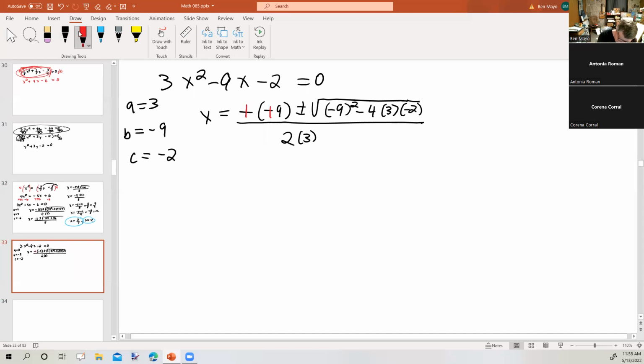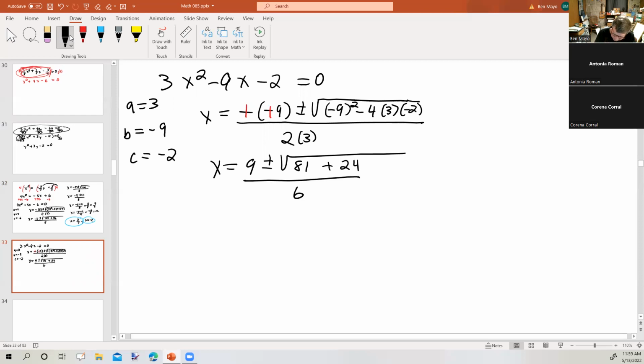Subtracting a negative is like adding a positive. So x equals 9 plus or minus the square root of -9 times -9 is +81. Minus 4 times 3 is -12 times -2 is +24 all over 6. X equals 9 plus or minus the square root of 105, all over 6.